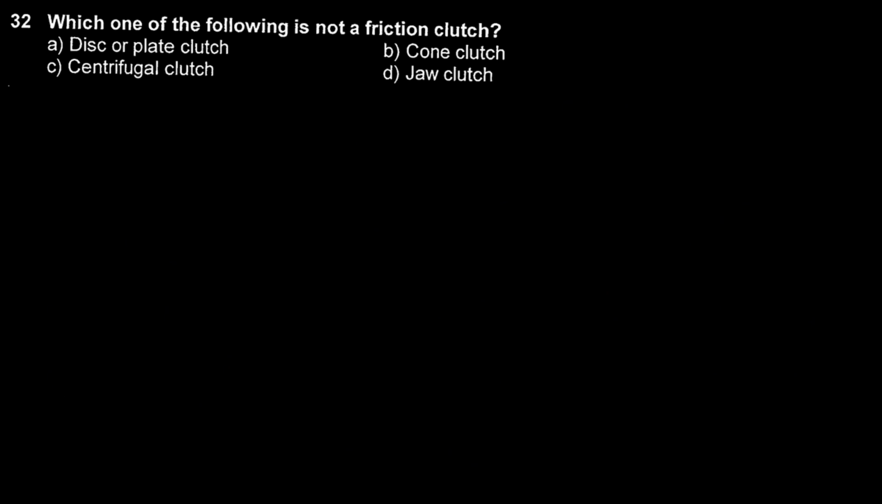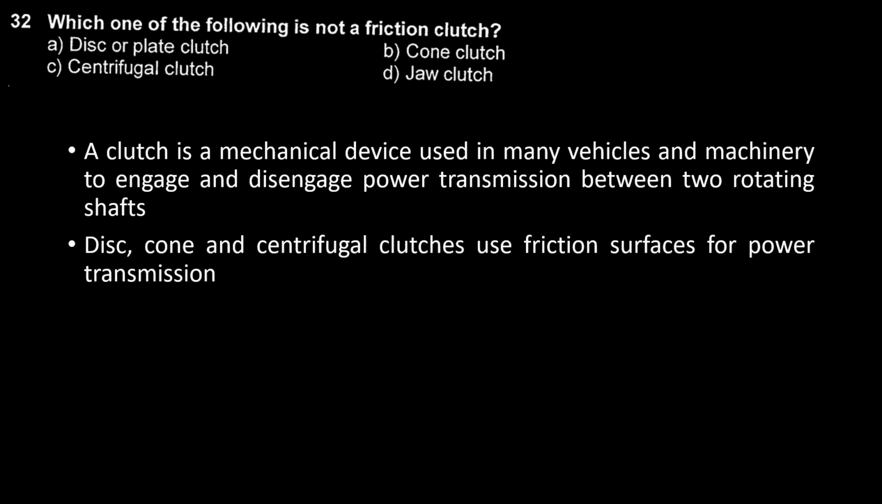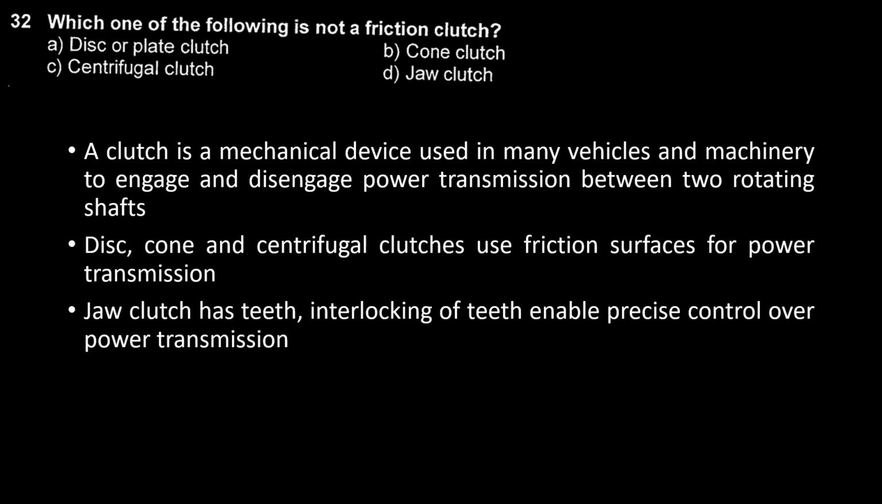Next question. Which of the following is not a friction clutch? A clutch is a mechanical device used for power transmission between two rotating shafts. Disc, cone and centrifugal clutches use friction surfaces for power transmission. That's why they are called friction clutches. A jaw clutch uses teeth. Interlocking of teeth enables precise control over power transmission. That's why it is not a friction type of clutch. So, option D is the correct answer.